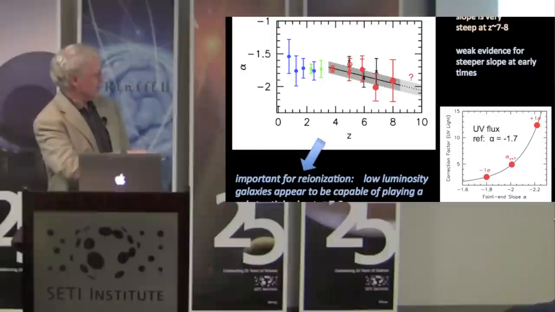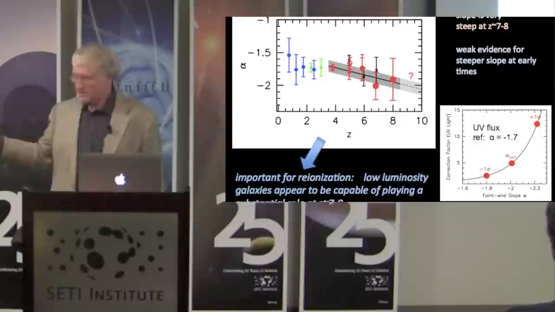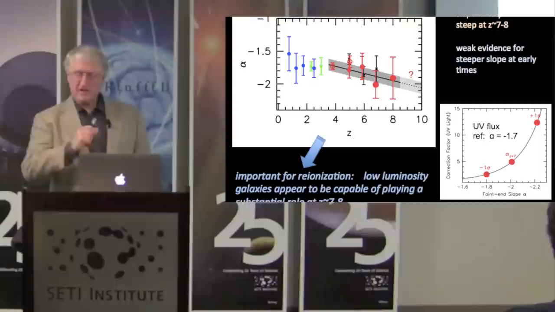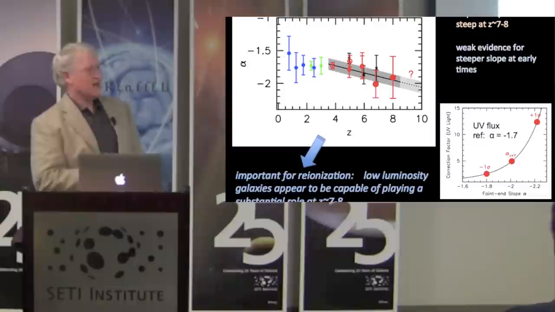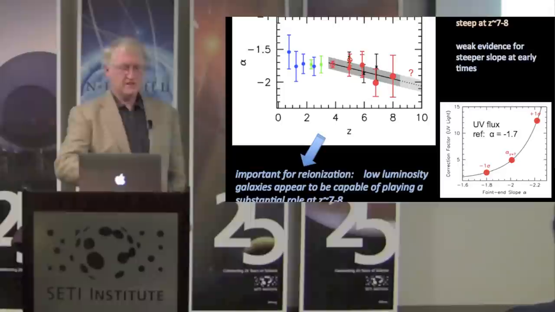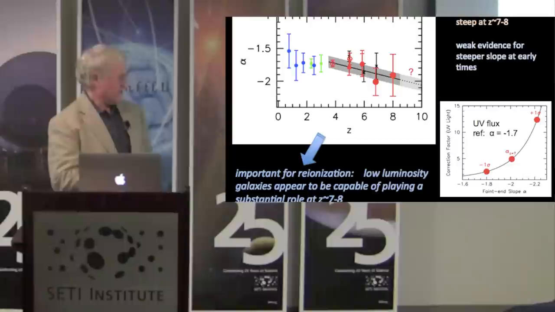Now, why is this important for reionization? It's important because if we look here at the faint end slope versus the amount of UV photons, and this is in reference to a slope at redshift 4, a luminosity function that's as steep as minus 2 gives five times as many photons as one at minus 1.7. If you go to minus 2.1, it's 14 times more. And so if we just go back to this previous one, you steepen this a little bit, you make a huge difference. And so we think that there's probably an interesting result in here, but it's going to take a lot more data to really isolate this and to see what's going on.